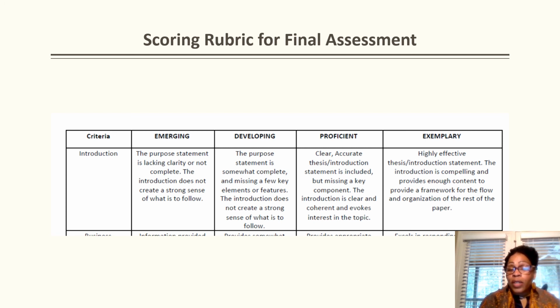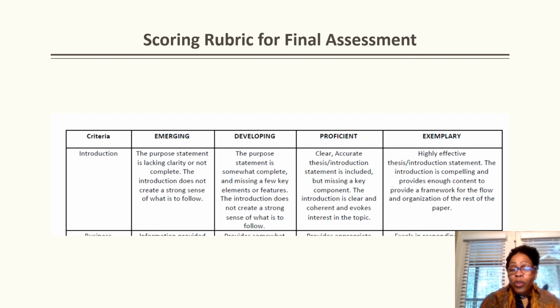If you've done all this and you're like, man, I think I did even better, let me go look at exemplary. It's a highly effective thesis and introduction statement. The introduction is compelling and provides enough content to provide a framework for the flow of the organization of the rest of the paper. You were just really detailed, and so as you progress through the paper, it was just easy for you to go right back up to that introduction and pull in some points you identified, and then just elaborate on it in the section that it belongs to.